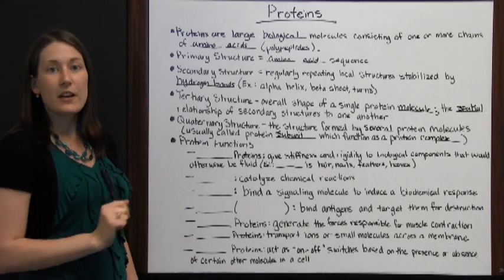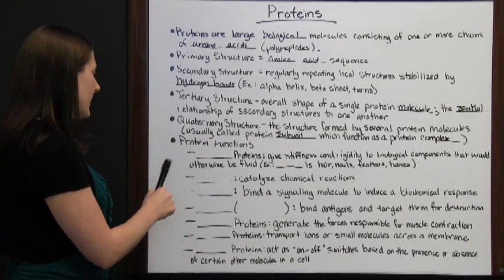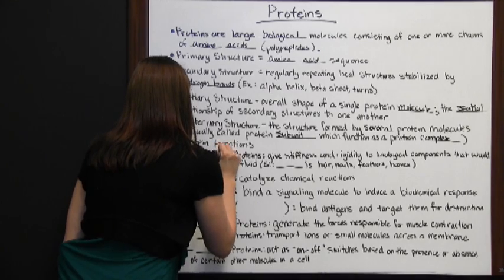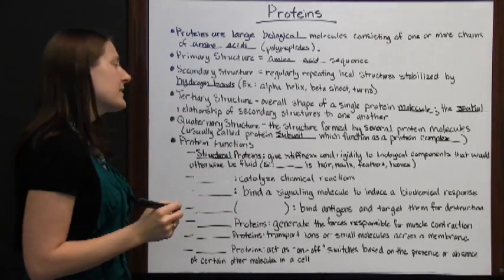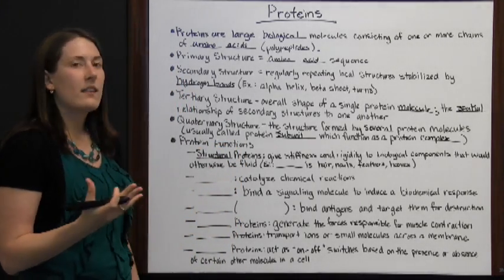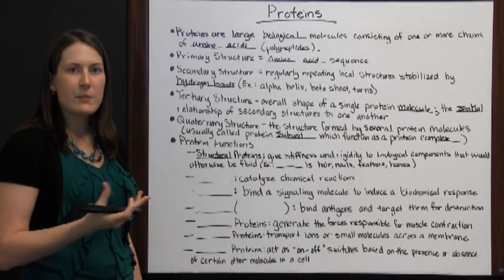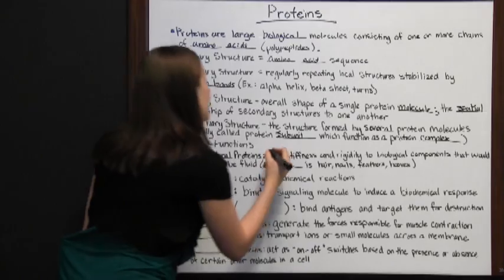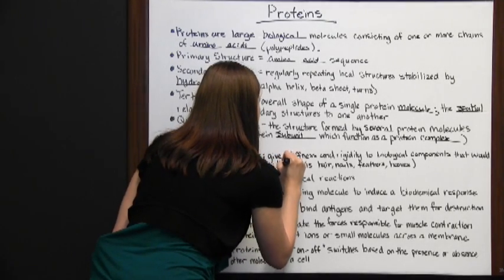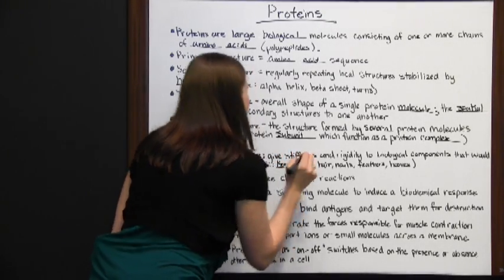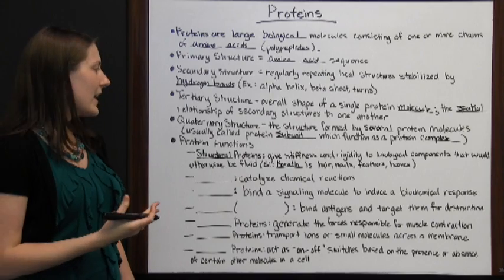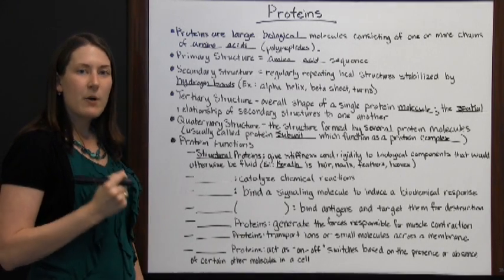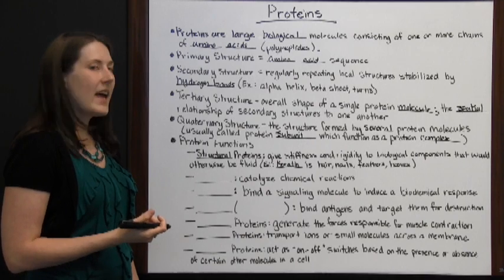Now let's look at some of the functions of proteins. We have structural proteins, and these give stiffness and rigidity to biological components that would otherwise be more fluid. They wouldn't have a lot of shape to them. An example is keratin. Keratin is a protein found in our hair, nails, in birds' feathers, and in animals' hooves, and it gives them a hardness that they wouldn't otherwise have.